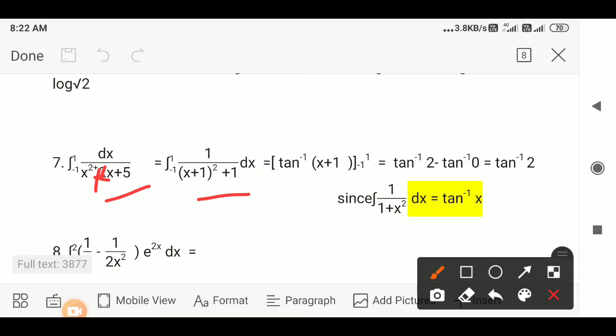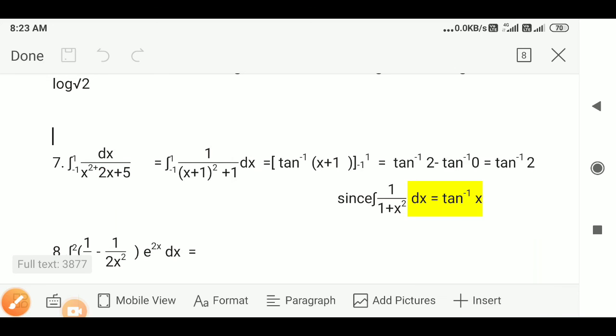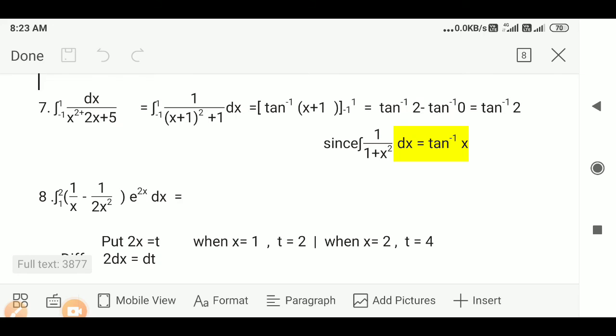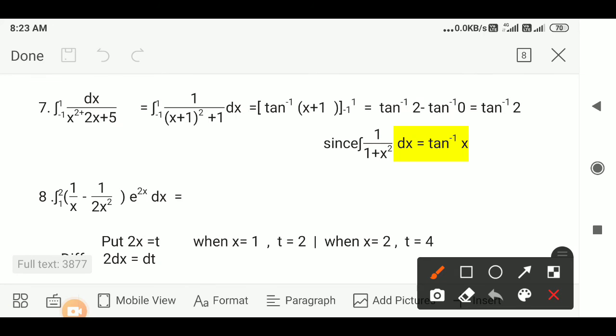Completing the square we get 1 upon (x plus 1) whole square plus 1. Thus the integral of 1 upon x square plus 1 square is tan inverse x, so tan inverse (x plus 1) from minus 1 to 1. Now put the values: tan inverse (1 plus 1), that is tan inverse 2, minus tan inverse (minus 1 plus 1), that is tan inverse 0. So we get the result tan inverse 2. This is the result. This is the formula.